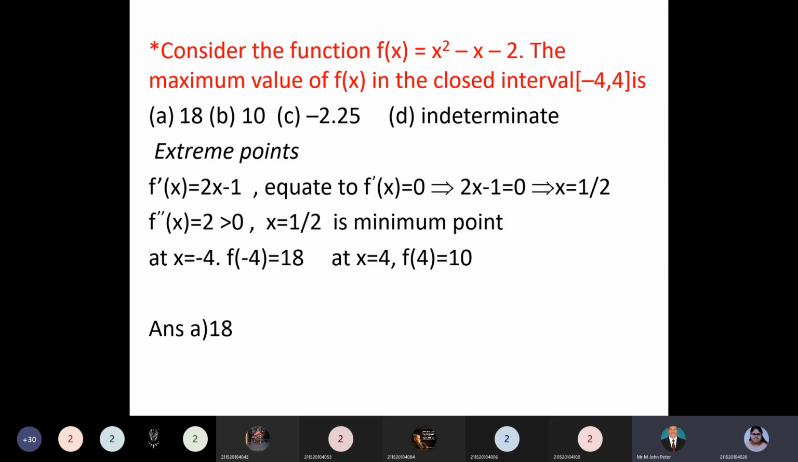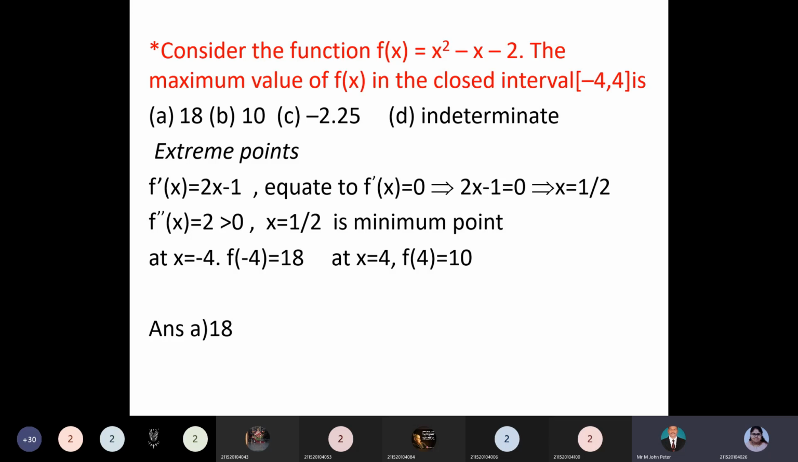The options are 18, 10, minus 2.25, and intermediate. What will be the maximum value of the function in that interval? So first we have to identify the extreme points. For that, we identify the first derivative f dash of x, differentiating with respect to x, a single variable. That is 2x minus 1, which we equate to 0. We are getting only one value, that is x equal to 1 by 2.